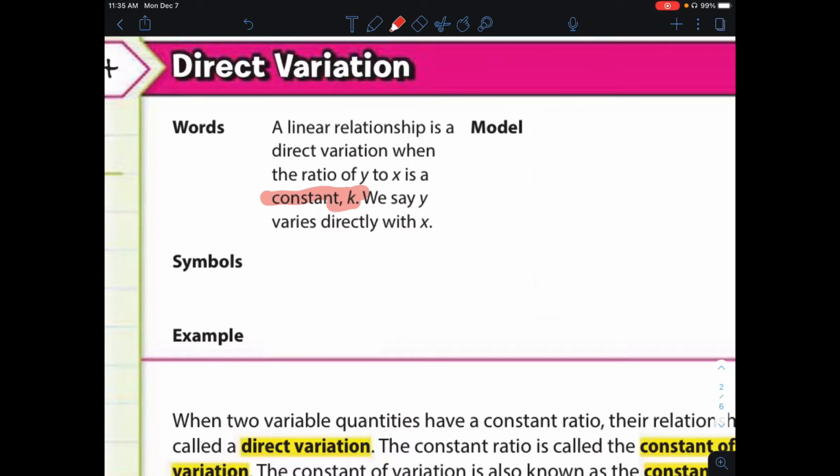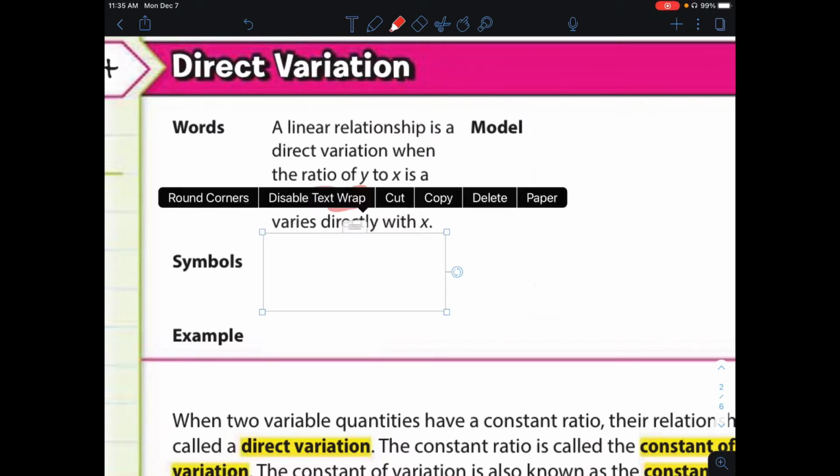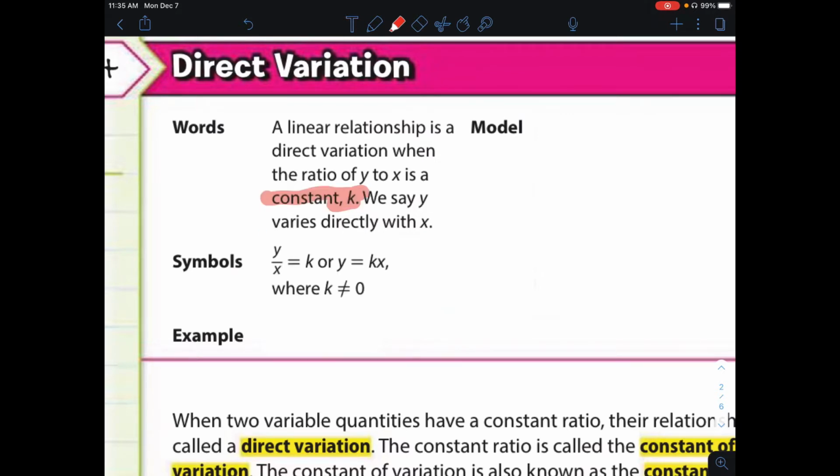So with direct variation, if you look at it in symbols, this is how it's going to look like. Direct variation is y over x is equal to k, or y equals kx. When you see this equation, it simply means that y varies directly with x. What does that mean, varies directly with x? It's just basically another way of saying that y changes directly as x changes. So that is your direct variation equation.